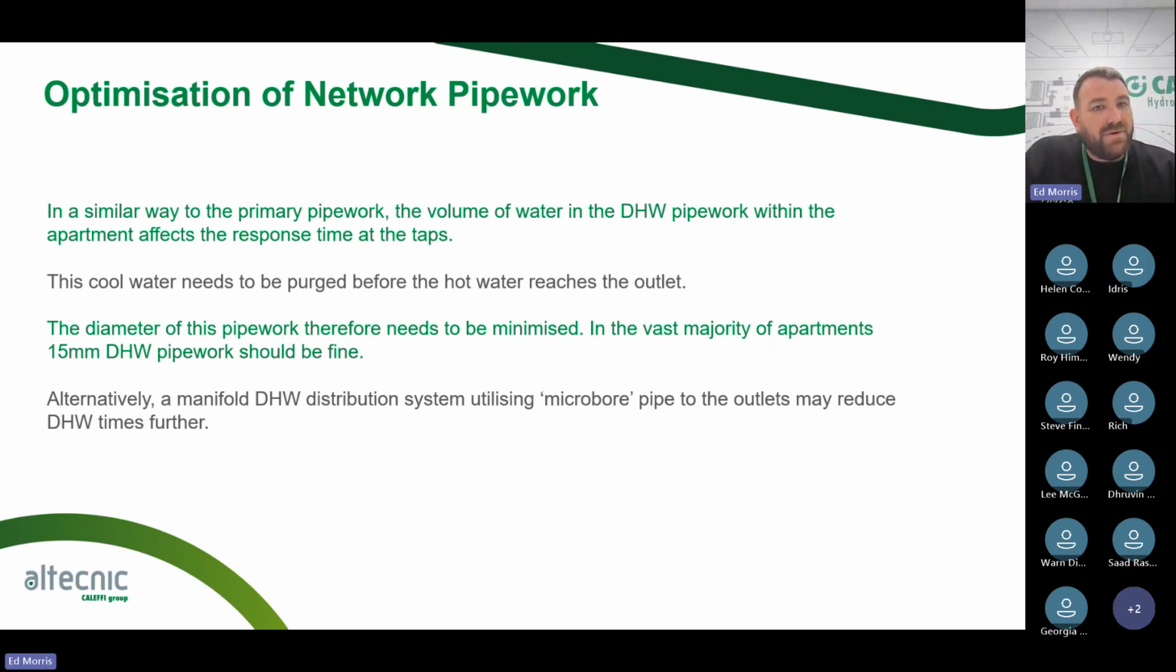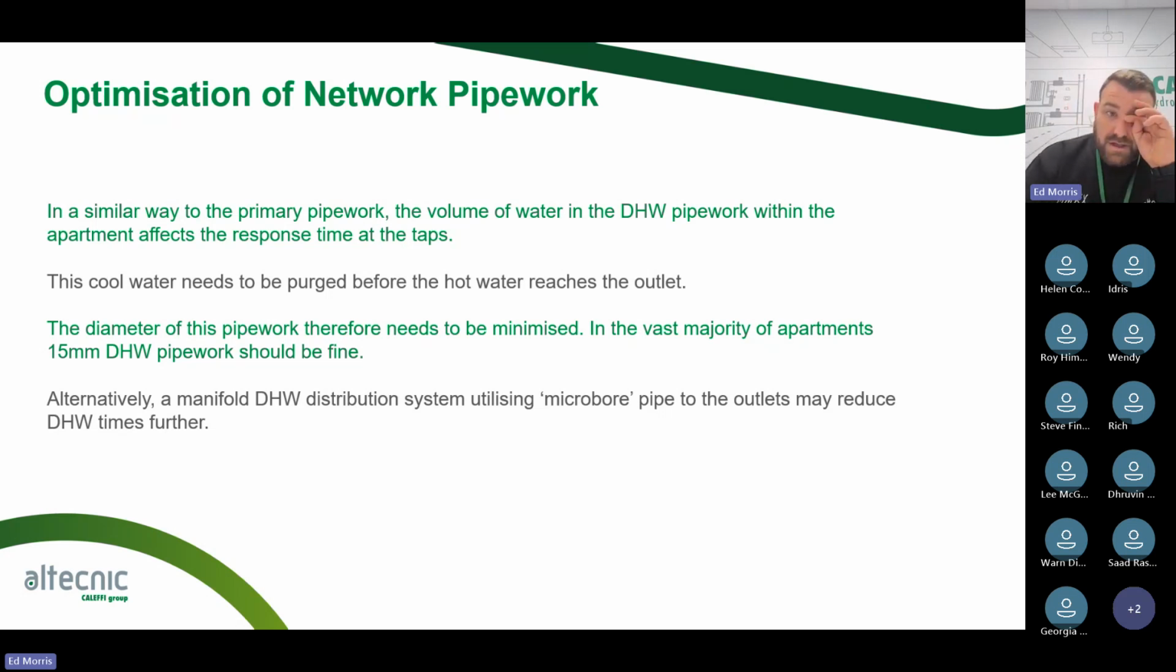The volume in this pipework therefore needs to be minimised, and for the vast majority of apartments 15 mil of hot water should be fine. So you don't really need to run 22 mil or 28 mil pipework around. 15 mil will suffice, and the smaller the pipework diameter, the quicker you're going to purge the hot water through and the cold water out of the system.